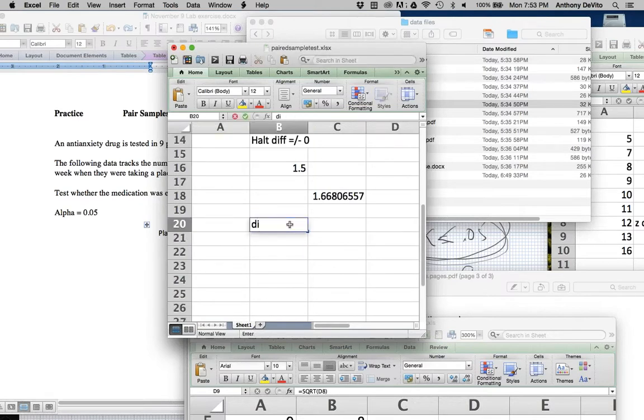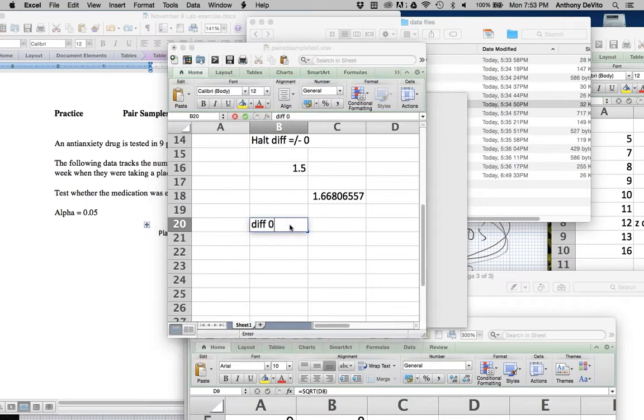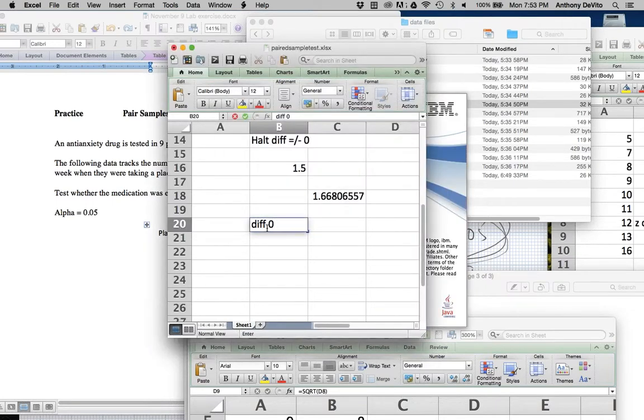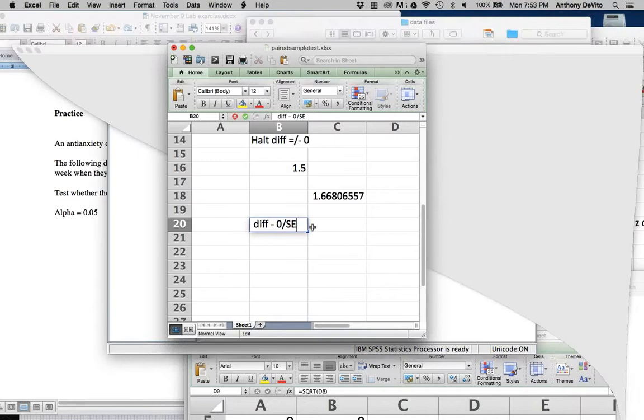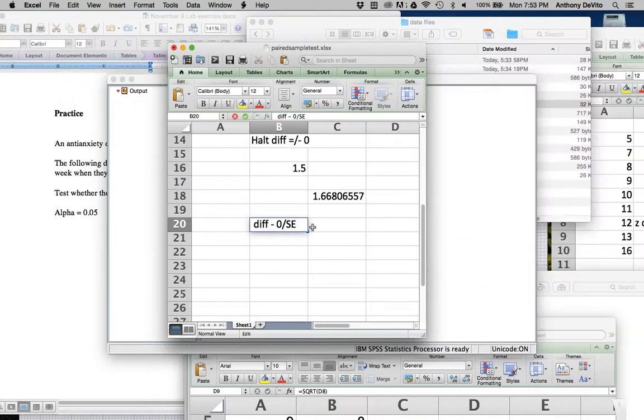What's the formula I'm using here? The formula is the difference minus what I assume I'm comparing it to, which is 0, divided by the standard error. That is what my t-score is going to be equal to. Boy, look at that. It's a weird window. Did you see that go by there? So, right, that's it. That's how I did it.